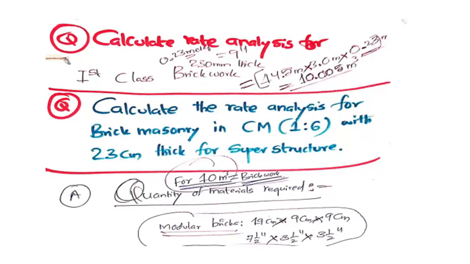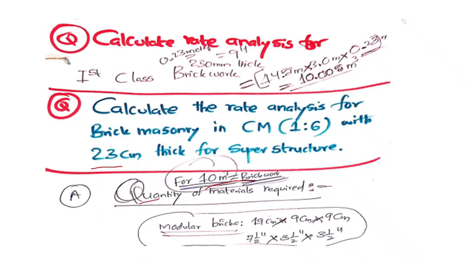Good day all. In this short video, we are going to discuss how to calculate the rate analysis for brick masonry using 1:6 proportion cement mortar with 23 centimeter thickness for superstructure. 23 centimeter means 230 mm. So let's assume the volume of brickwork is 10 meter cube.